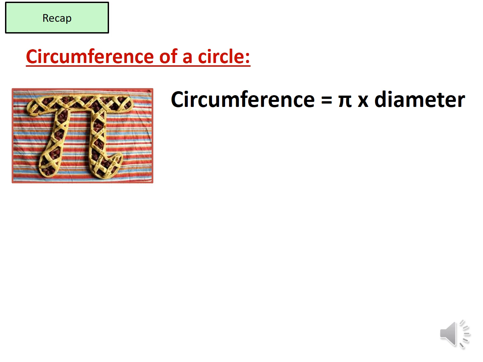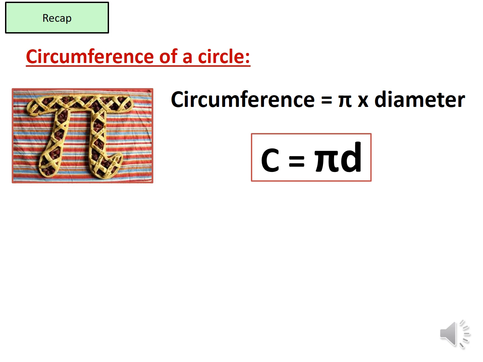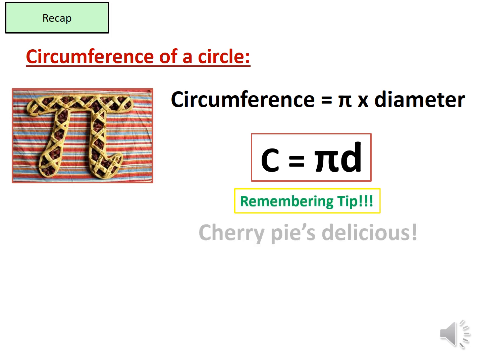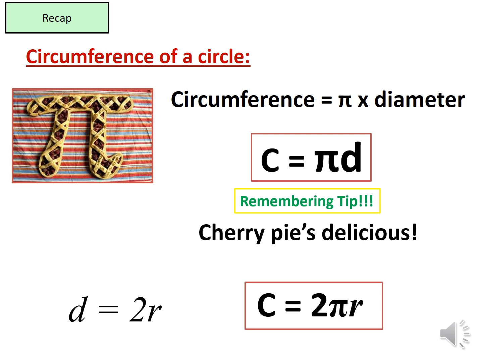Alright guys, the formula for the circumference of a circle is pi times the diameter. Another way we can learn this formula is using the mnemonic "cherry pies are delicious." Another way to write this formula, using the diameter equals 2 times the radius, is circumference equals 2 pi r.